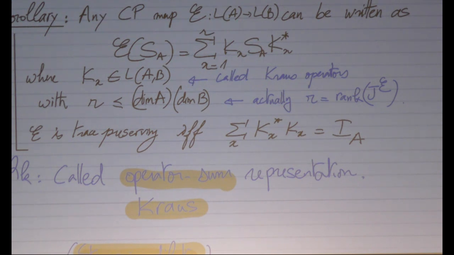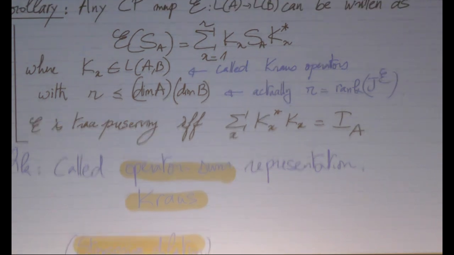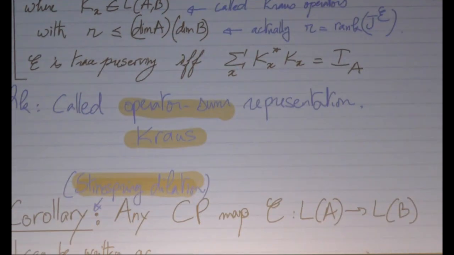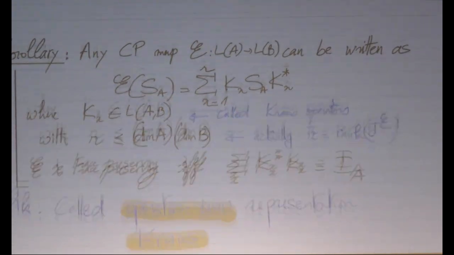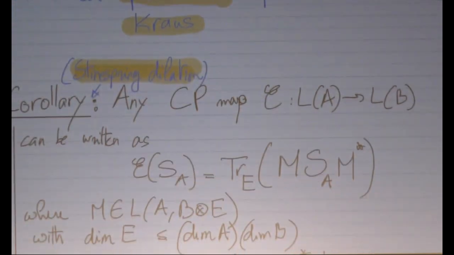And you see actually that this R is directly related to the rank of this Choi operator. And of course, again, the trace preserving aspect is related to having the sum of K_x star K_x equal to identity. This is sometimes also called the operator sum representation.